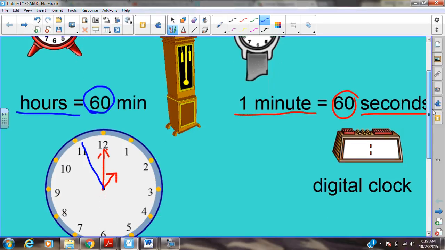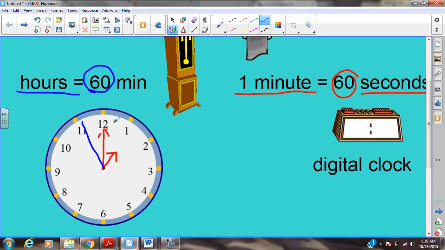So in other words, if I am looking at an analog clock, the second hand has to go entirely around the clock for 1 minute to pass. But the minute hand has to go all the way around the clock for 1 hour to pass. And so it takes 1 hour for the minute hand to get around and 1 minute for the second hand to get around. There are 12 hours on a clock, and it takes 12 hours for the hour hand to get all the way around.